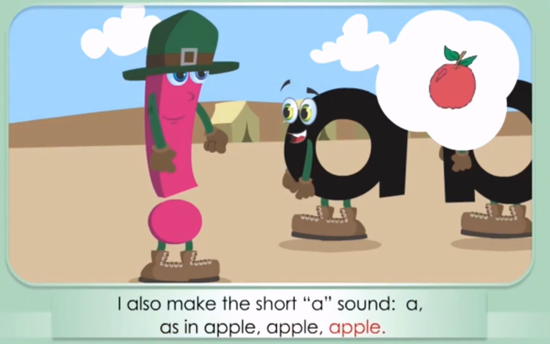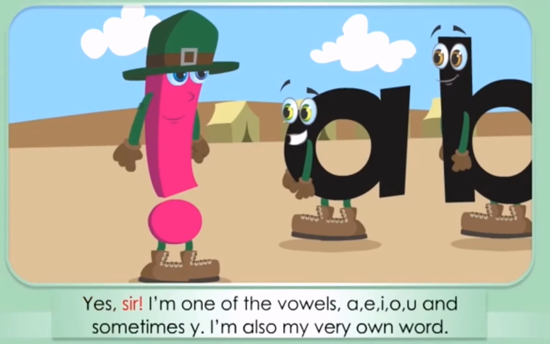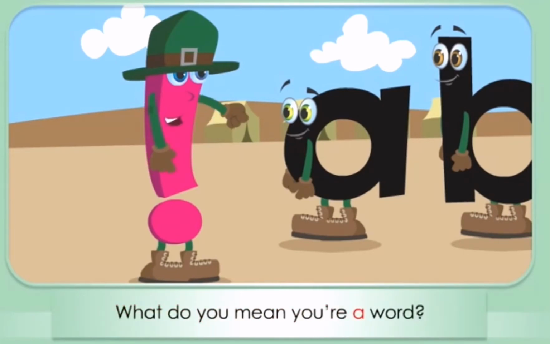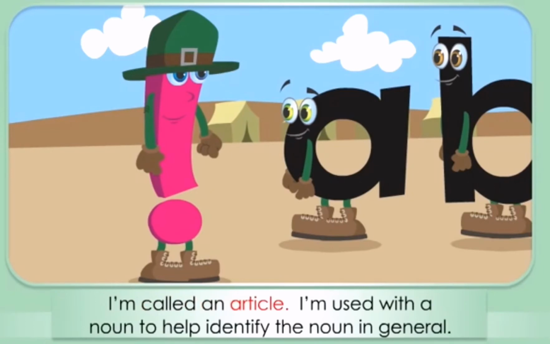A-pull, apple. You think you're pretty important, don't you, letter A? Yes, sir. I'm one of the vowels. A, E, I, O, U, and sometimes Y. I'm also my very own word. What do you mean you're a word? I mean, I'm a word. I'm called an article. I'm used with a noun to help identify the noun in general.